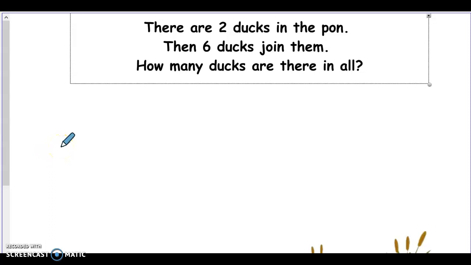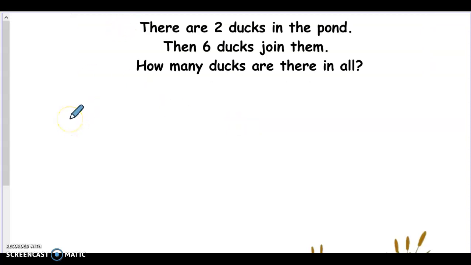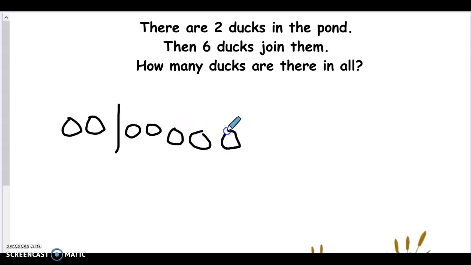There are 2 ducks in the pond. Okay, that's spelled wrong. There are 2 ducks in the pond. Then 6 ducks join them. How many ducks are there in all? What should I do first, friends? Let's make a circle drawing. We have our 2, and then 6 join them, which means we're adding. 1, 2, 3, 4, 5, 6.